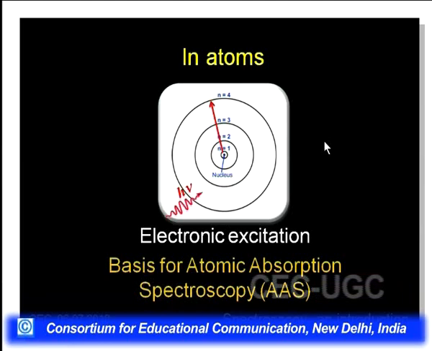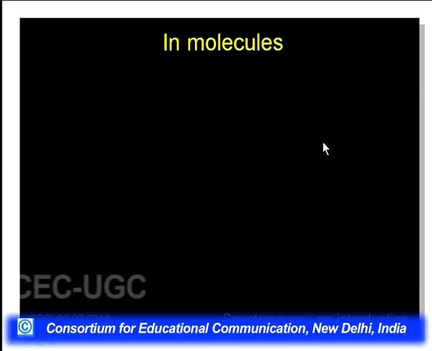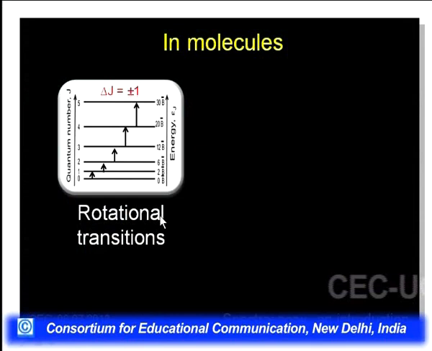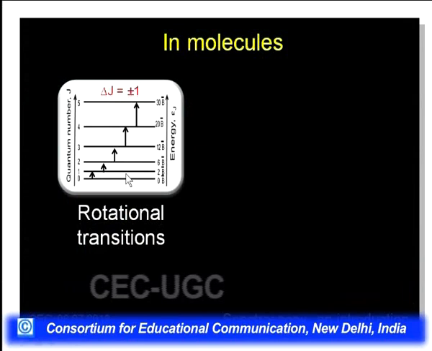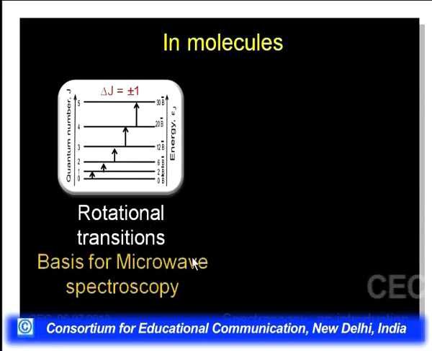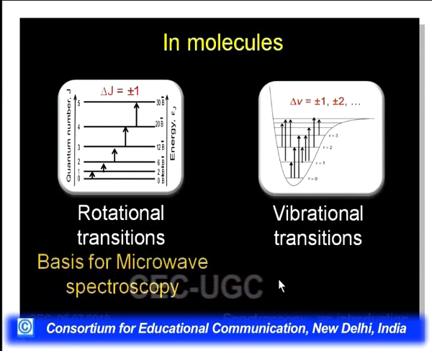Now, when you move to molecules, there are different possibilities. You remember that in the previous session we talked about different kinds of quantization in molecules: quantization of electronic energy, quantization of vibration energy, quantization of rotational energy. So accordingly, there could be rotational transitions. That means the system happens to be in a lower rotational energy level, the photon comes and the system goes to a higher level. So we have rotational transitions, and this gives me a basis for our microwave spectroscopy.